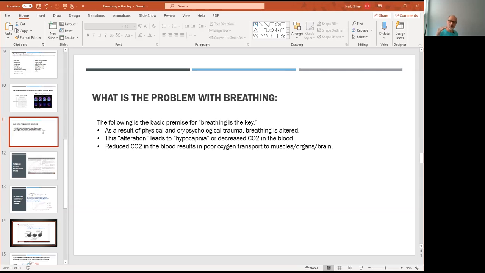I'm going to explain why we know that's a problem and how we measure it and how we correct it. The reduced CO2 in the blood results in poor oxygen transport into the muscles, organs, and brain.